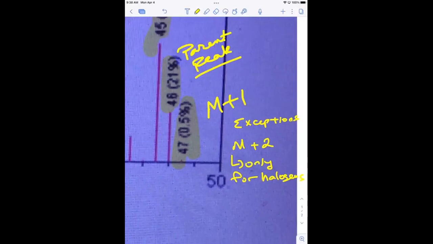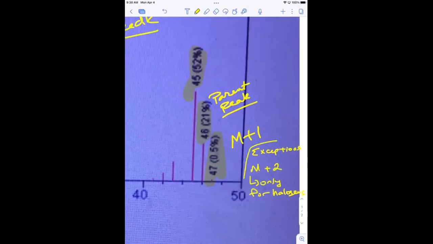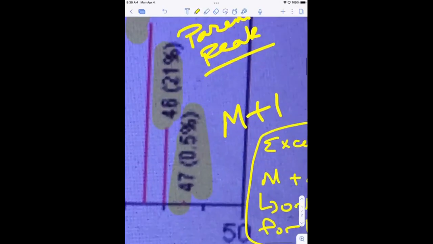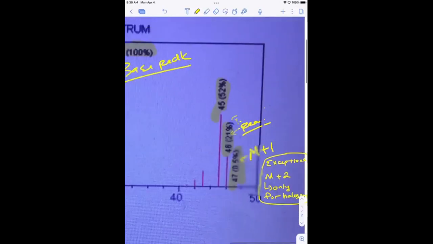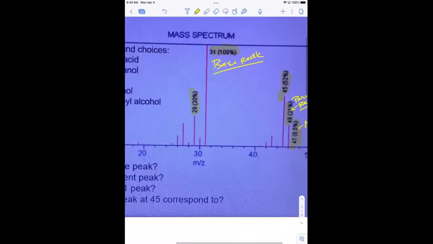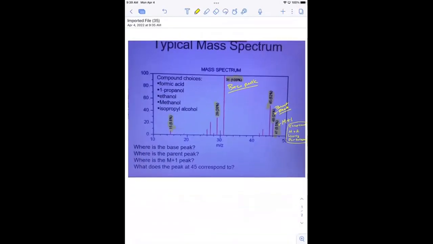Right, so the M plus 2 peak, that's not on this spectrum because this compound doesn't contain a halogen. But if you have a halogen present, then you can also have an M plus 2 peak. So this is the parent, that's M plus 1, that's my base peak. So those are my three most important peaks that I've identified: the base peak, the parent peak, and the M plus 1 peak. All right.